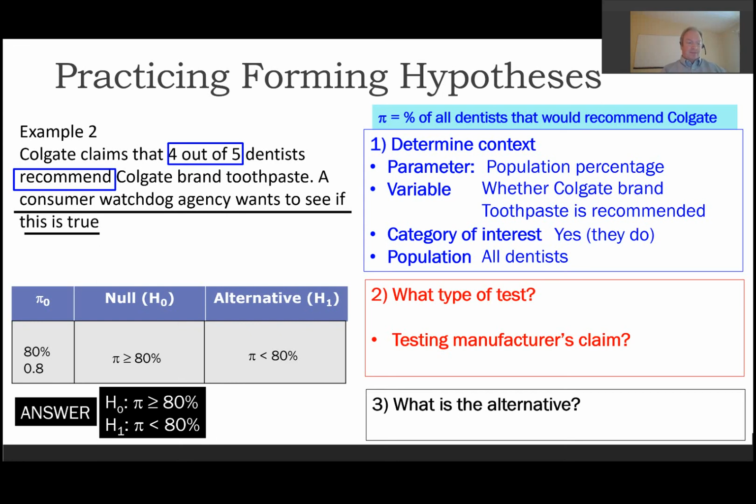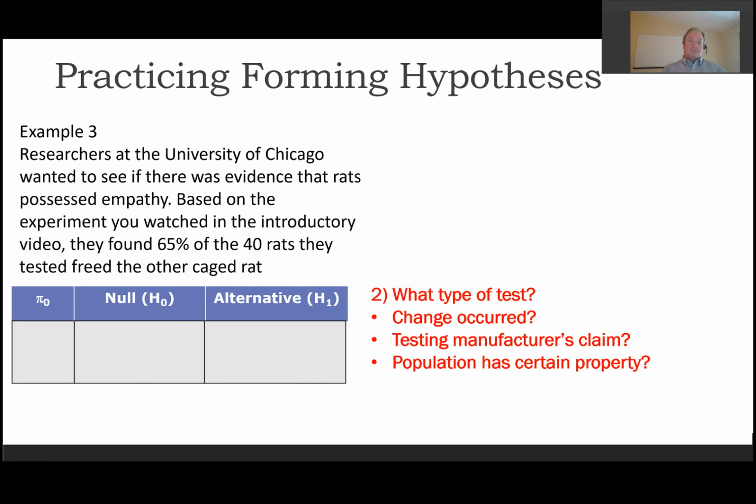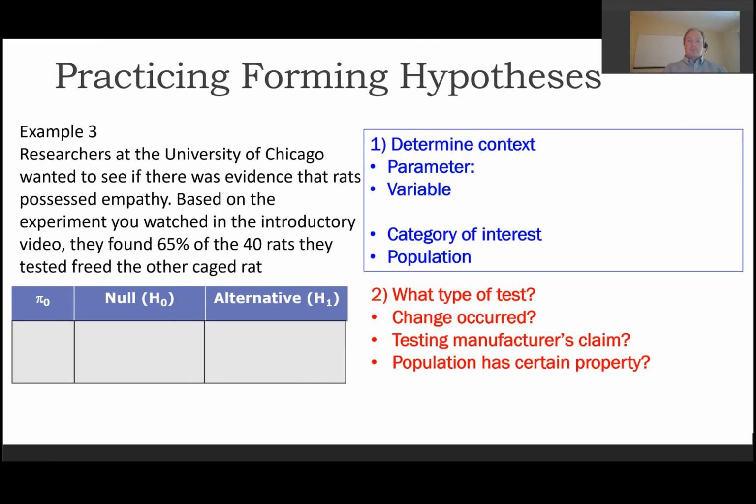All right, good. So now let's move on to our reading quiz question. This has to do with the rat empathy experiment, and we've already seen the video, so we kind of understand what's going on. It turned out in that experiment, 65% of the 40 rats they ran freed the other caged rat. So they had 40 pairs of rats, and 65% of the time, the free rat liberated the caged rat.